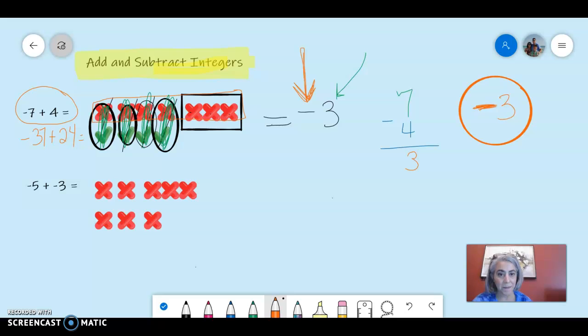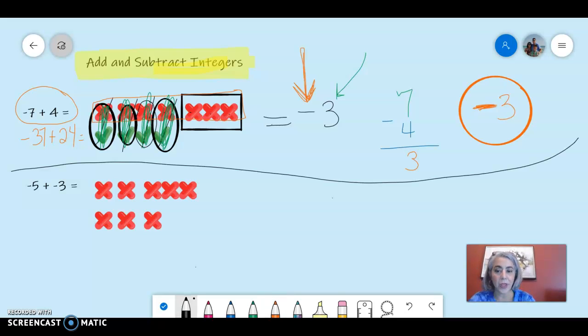Okay, so let me draw a line here to separate. The next problem I've given you is not that we have different signs, but what happens when you add and you have the same sign. Again, the visual is super helpful. So I have my -5 soldiers, 1, 2, 3, 4, 5, all lined up, and I want to add to it 3 more negative soldiers, 1, 2, 3.